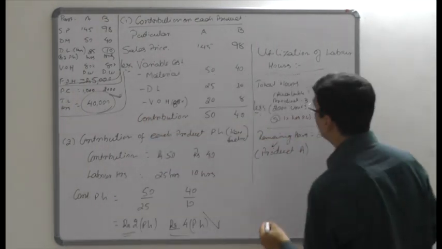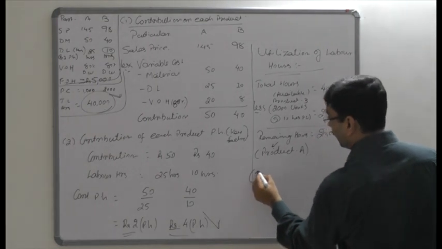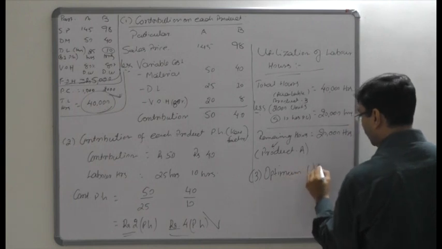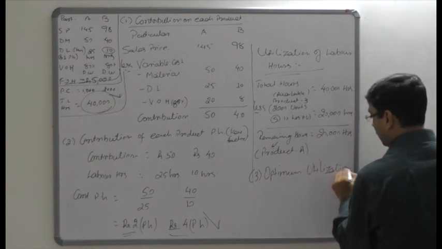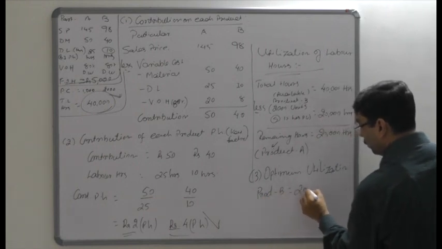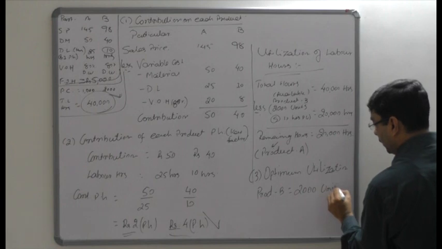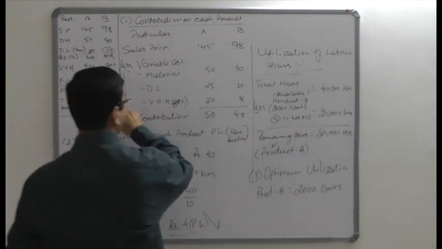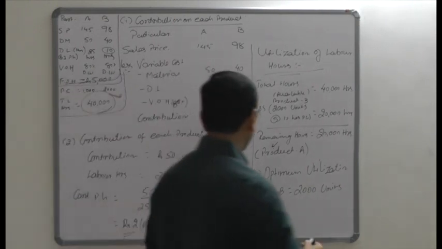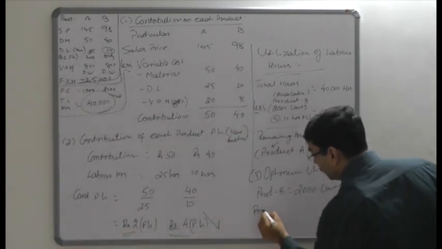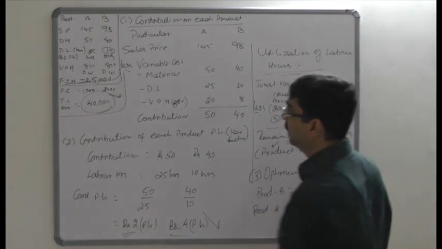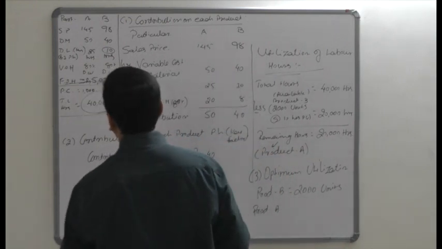So in this case, your final answer is optimum utilization. See here, for product B, how many units are going to be manufactured? 2,000 units, full, because we are already using the maximum hours for product B. So all the units of product B are manufactured, but we need to see how many units are going to be manufactured for product A. How many remaining hours are there? 20,000.